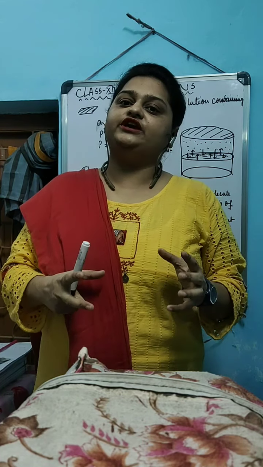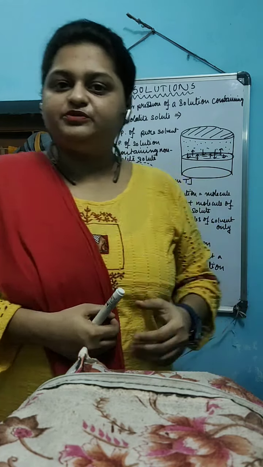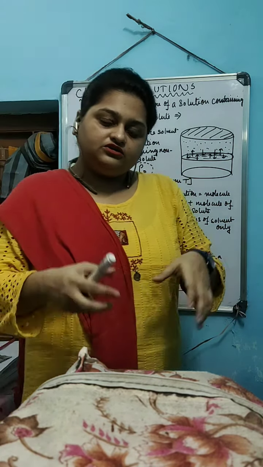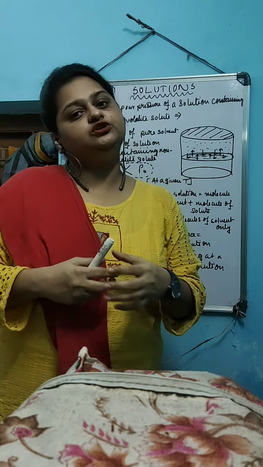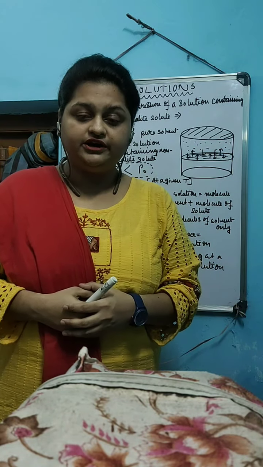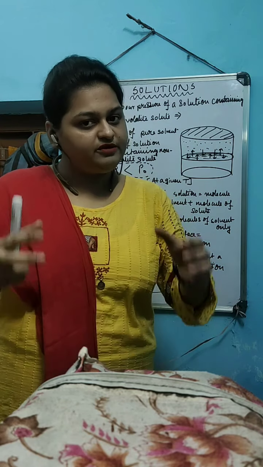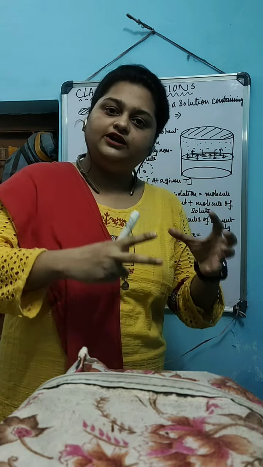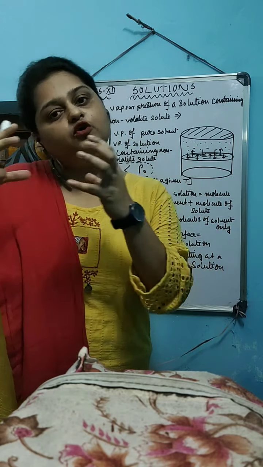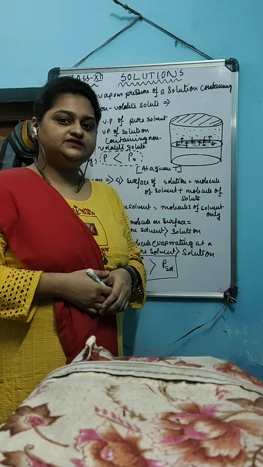Now instead of that liquid, if I take a solution of that liquid, where a solute which is non-volatile in nature, assuming 100% non-volatile, then the vapor pressure of that solution, let's represent it by P. The theory says that the vapor pressure of that solution containing a non-volatile solute will be much lesser compared to the vapor pressure of the pure solvent. The reason is very easy to observe.